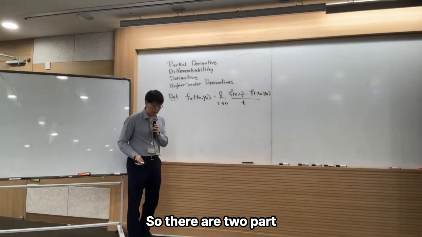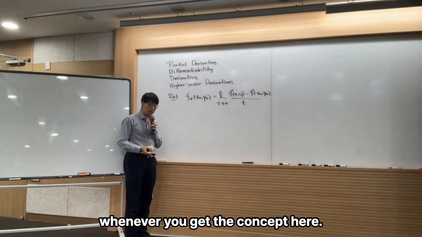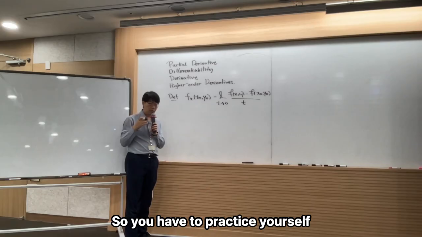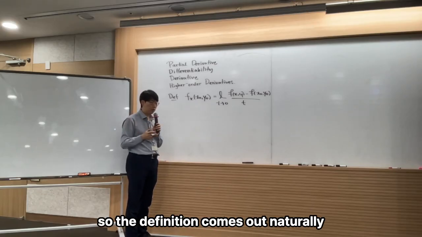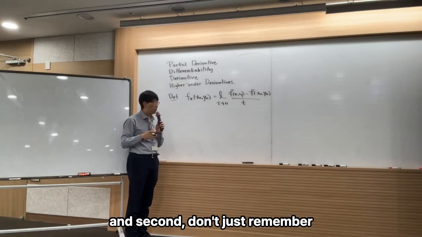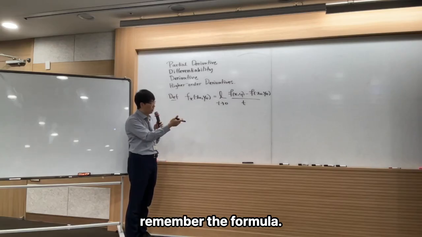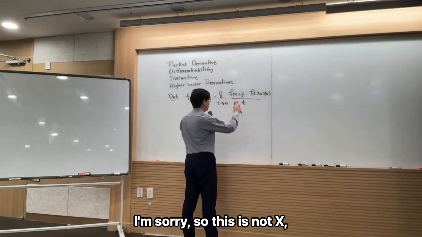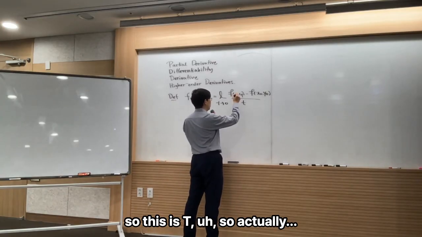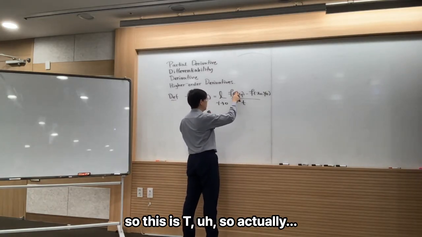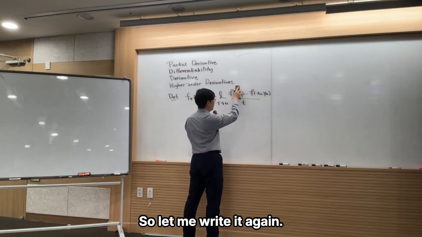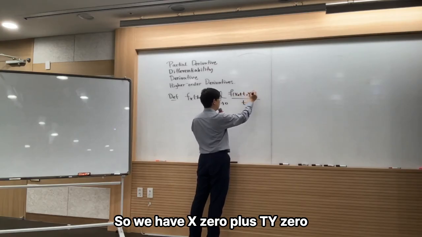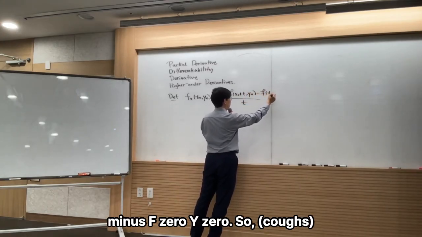There are two parts whenever you get the concept here. First, you have to remember the definition. You have to practice yourself so the definition comes out naturally. And second, don't just remember the formula. Think about the meaning of what it is about. I'm sorry, this is not x, this is t. So let me write it again. We have f(x0 plus t, y0) minus f(x0, y0).